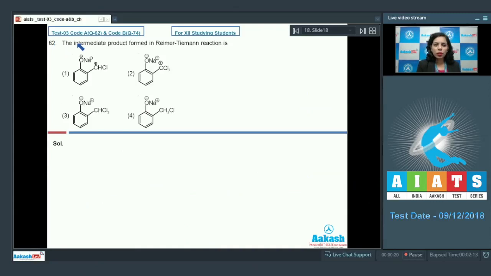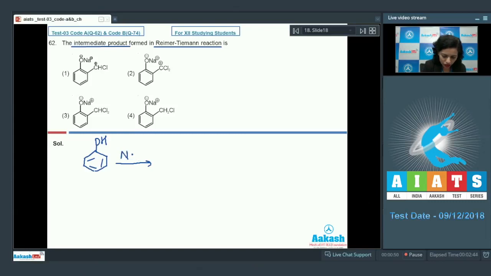Question number 62. The intermediate product formed in Reimer-Tiemann reaction is. It's a simple question based on the name reaction, that's Reimer-Tiemann reaction, and we need to find out the intermediate product formed here. Now first I just want to show you what this Reimer-Tiemann reaction is. We know that the substrate is phenol here, and during this Reimer-Tiemann reaction we form salicylaldehyde from phenol. So how would this reaction take place?